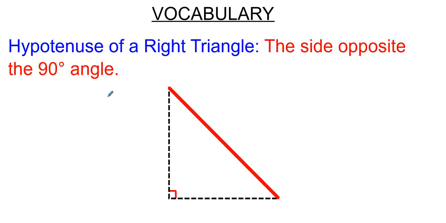The next one here is called the hypotenuse. It's the side opposite the 90-degree angle. So going straight across from that 90-degree angle, you're going to find the hypotenuse of a right triangle.